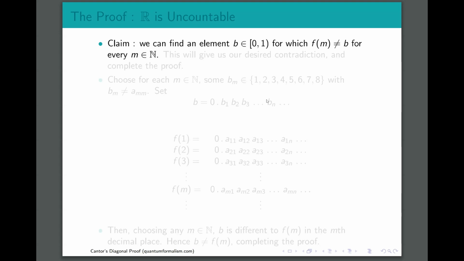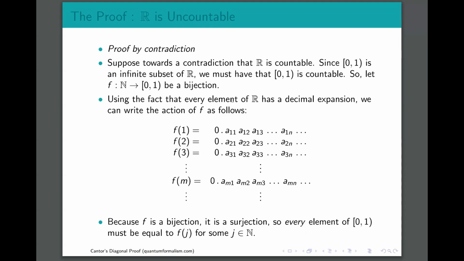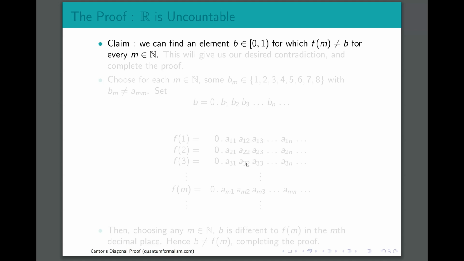Now we come to our claim that will provide us our contradiction. So we claim that we can find some element b which belongs to the range [0, 1] such that f(m) is not equal to b for every natural number m. So if we look at our list, we're saying that we can find some number b which is not contained on this list. This will give us our desired contradiction because we assumed that the function f was bijective and hence surjective. If there is an element b in the range [0, 1] which does not belong to the list, then f cannot be a bijection.